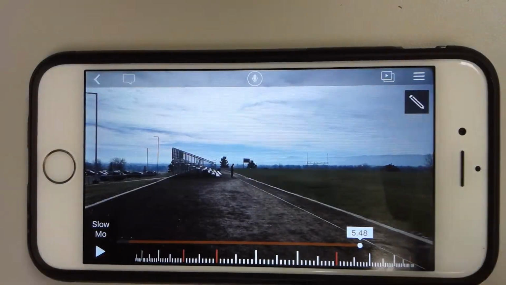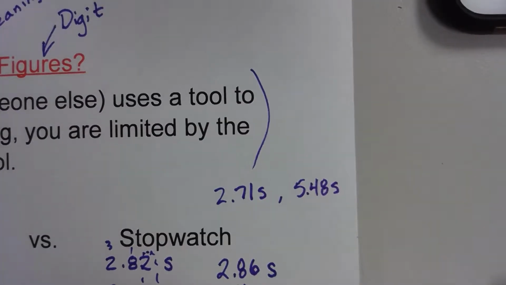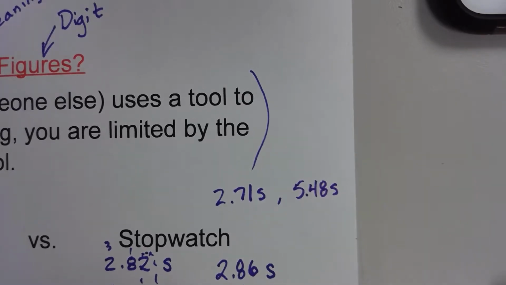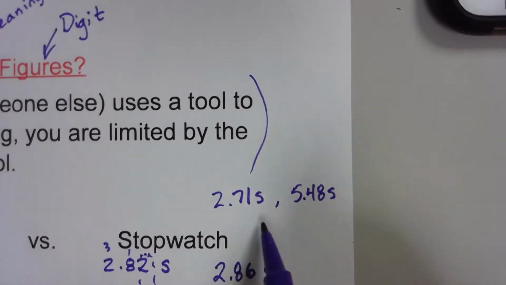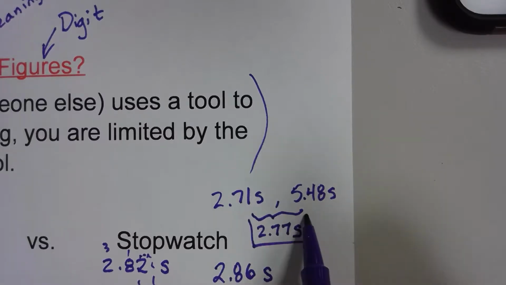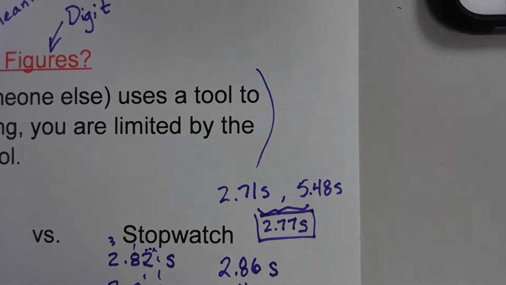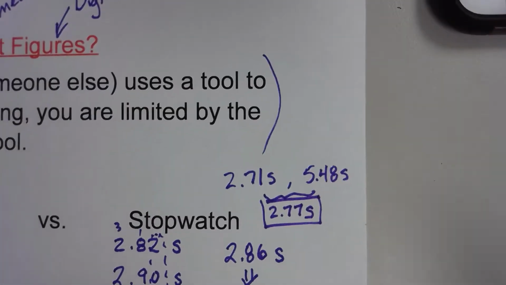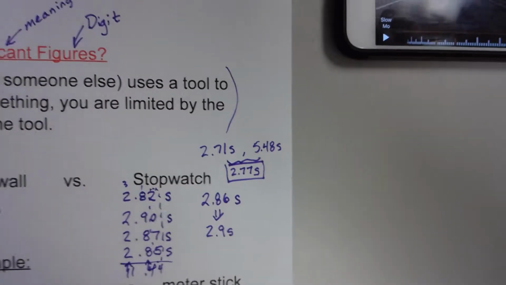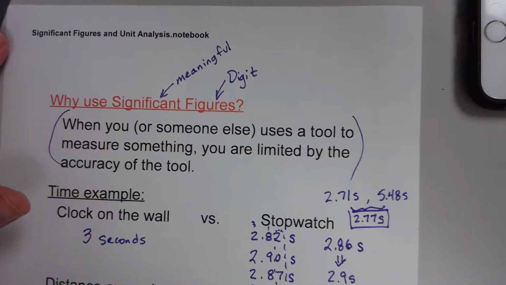If we take those 2 data points and we subtract them, 5.48 minus 2.71, we get a time of 2.77 seconds. Now that time has 3 significant figures. I'm able to, in the video, see to the hundredths of a second when events are occurring. And even though that's fundamentally different than the 2.86 seconds we found with the stopwatch, it is more accurate because we're using a better tool and we're using it in a better way.